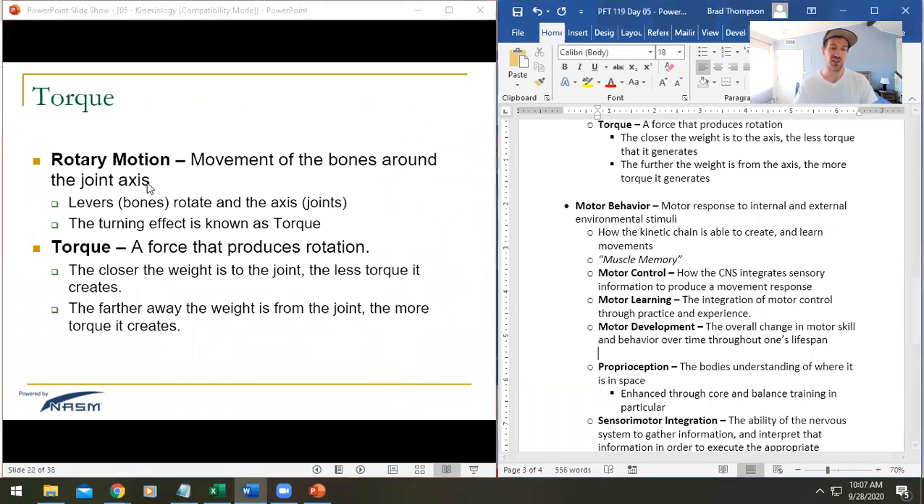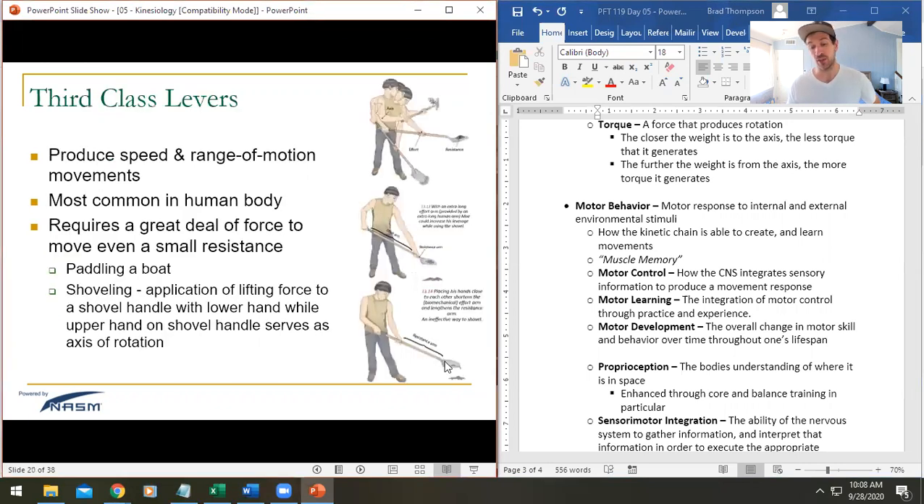Okay, then like I said, there are things like rotary motion and torque. Rotary motion is where you get pulling on both sides to create a rotation, right? Steering wheel. And then torque is the force that produces that rotation. The closer the weight is, the less torque it has. The farther the weight is, the more torque it has. Again, that's why the farther away actually made it easier versus the shorter, like this version here, which would make it harder.